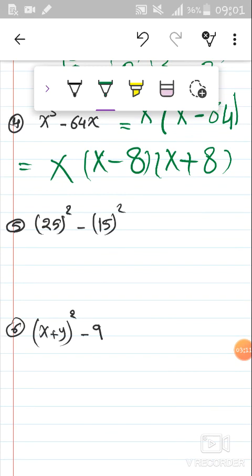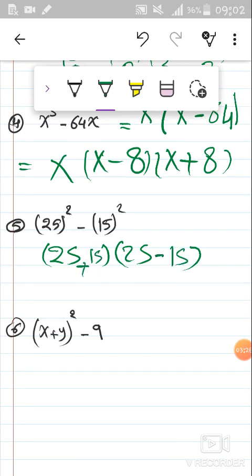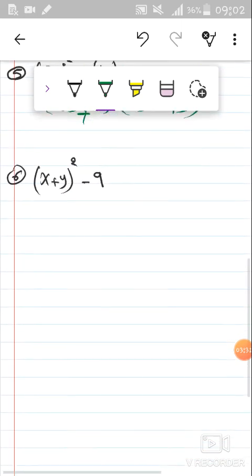The last one, also here we have the difference between two squares. So 25 squared will be 25 and 25, 15 squared will be 15 and 15. One of them is positive and the other is negative, and we can find the result by using a calculator.